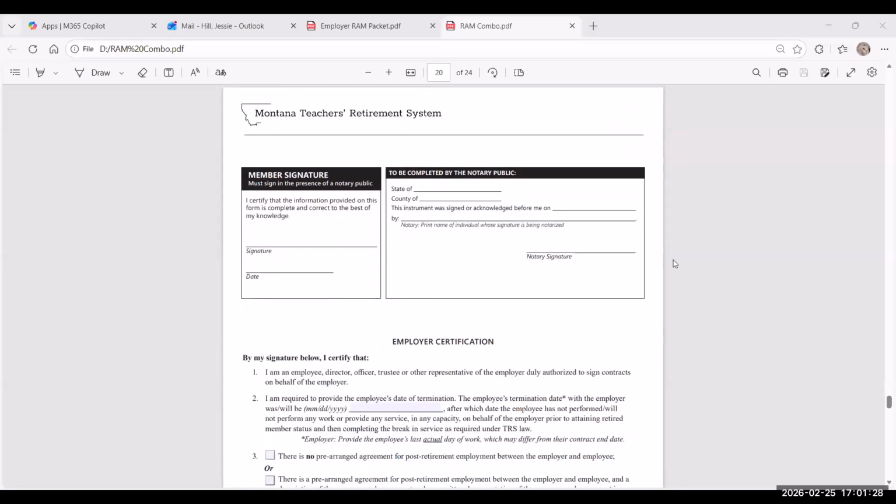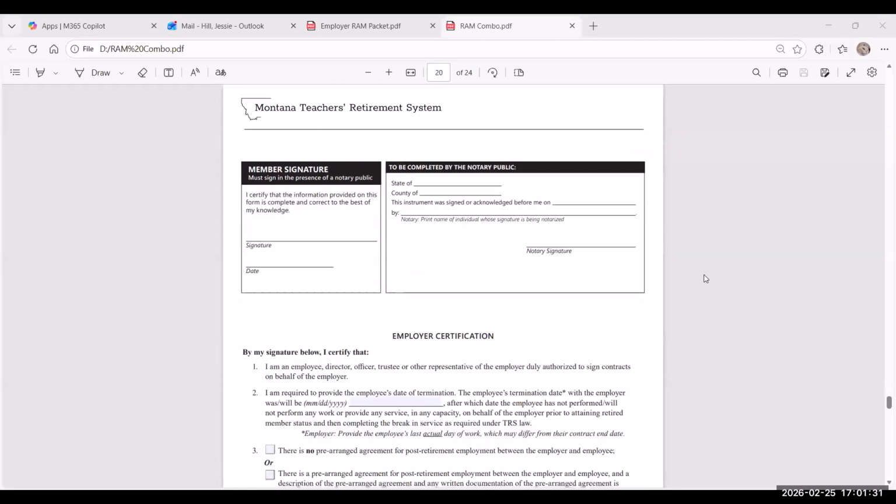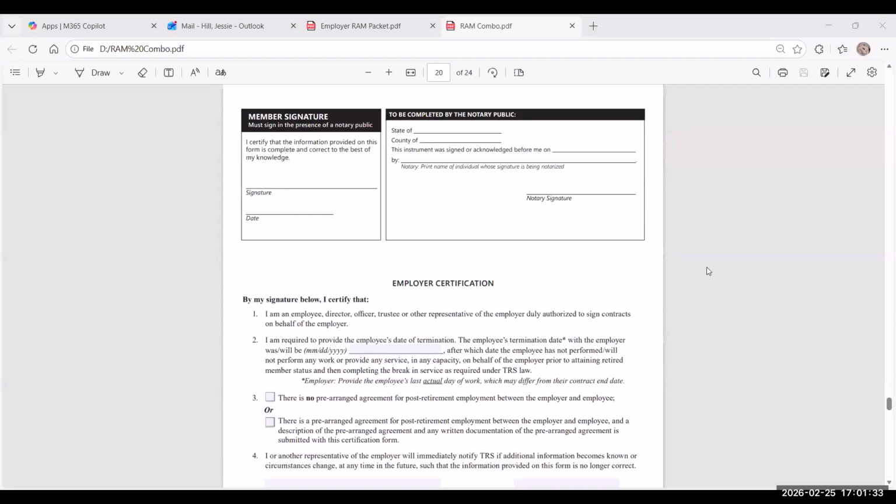They are required to have a notary signature completed on this one. This isn't a new form. I'm sure all of you have probably seen this by now and have completed a few yourself. But yes, we still do need a notary signature from them at the top.